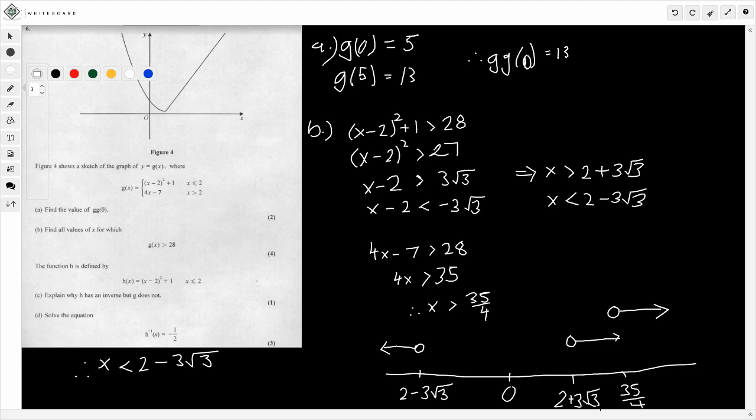But be very careful for the greater than values. Don't forget, we can't say x must be bigger than 2 plus 3 root 3. We have to start from here, because notice these inequalities are overlapping, but we have to start with the bigger one. So x must be bigger than 35 over 4.